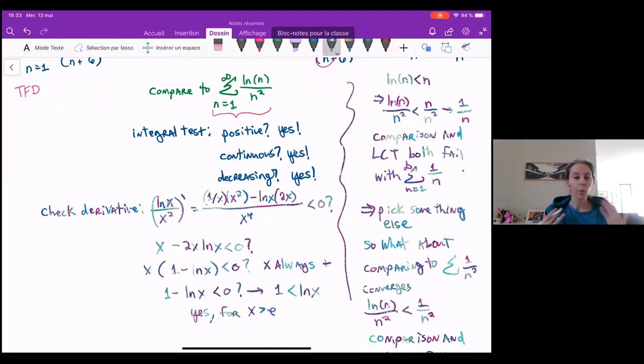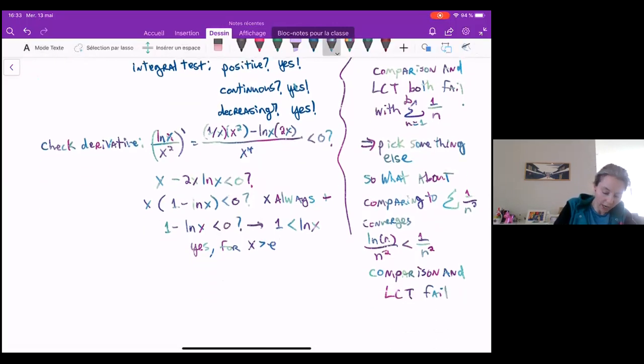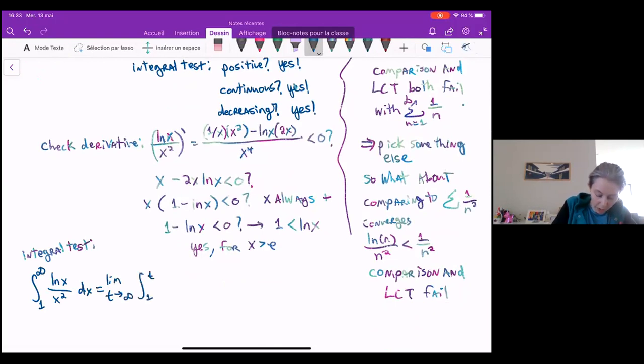Okay, so we can apply the integral test. So let's do it. We're checking out the integral of ln x over x squared dx from 1 to infinity. We're going to start off by rewriting this as a limit: the limit as t approaches infinity of the integral from 1 to t of ln x over x squared dx.